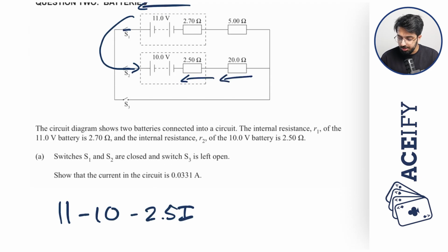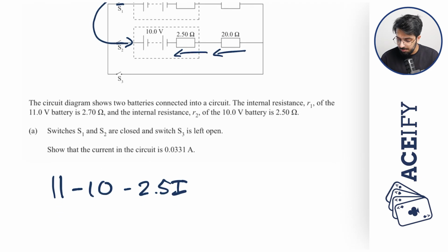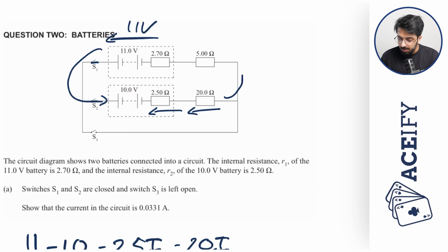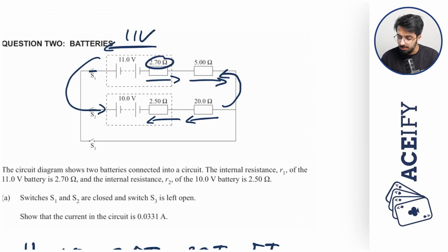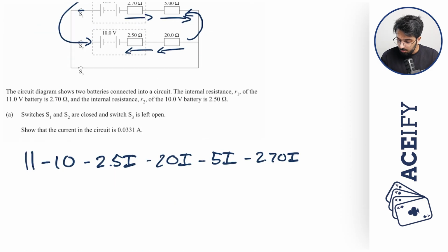And once more, we're going to get a voltage drop across this 20 ohm resistor, and so we minus 20 I, and then we come up here, we're going to get another voltage drop across this 5 ohm, so minus 5 I, and another voltage drop across this 2.7 ohm, and so we minus 2.7 I. And that's all equal to 0.